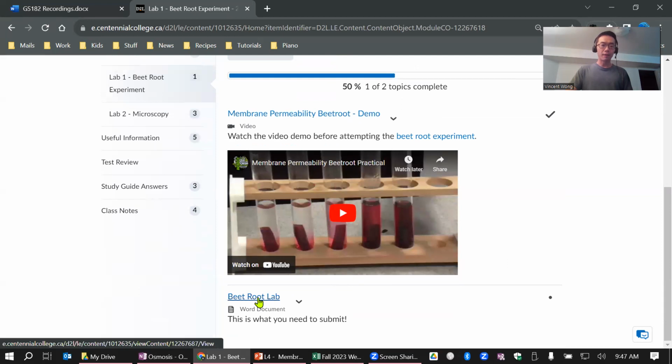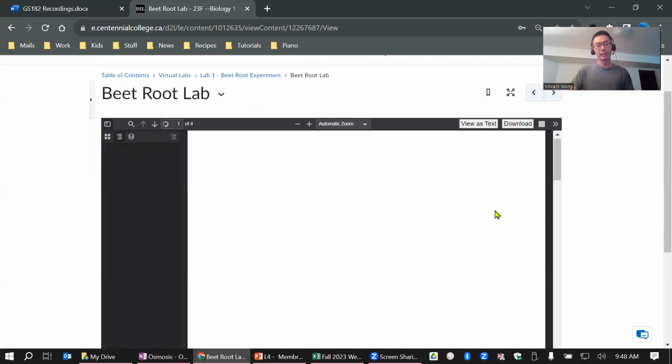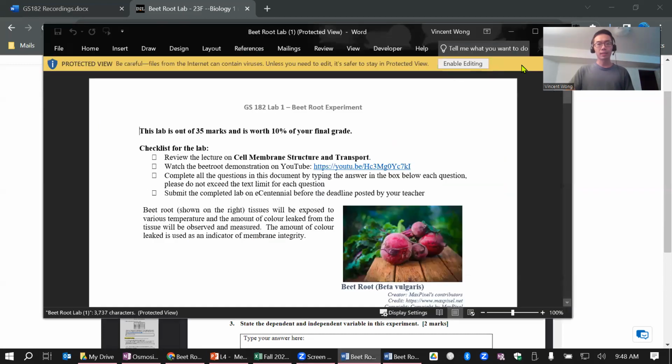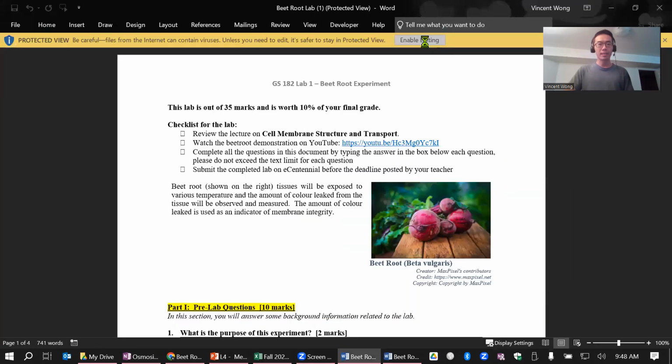And then you will have to download a copy of the Beetroot Lab. Beetroot Lab right here. So you click on that. Now, obviously, you cannot type in the question here, right? You cannot type it in. So what you have to do is download it first, and then you can open it on your desktop. I'm trying to open that right now. All right, it looks like this. You're gonna enable editing.